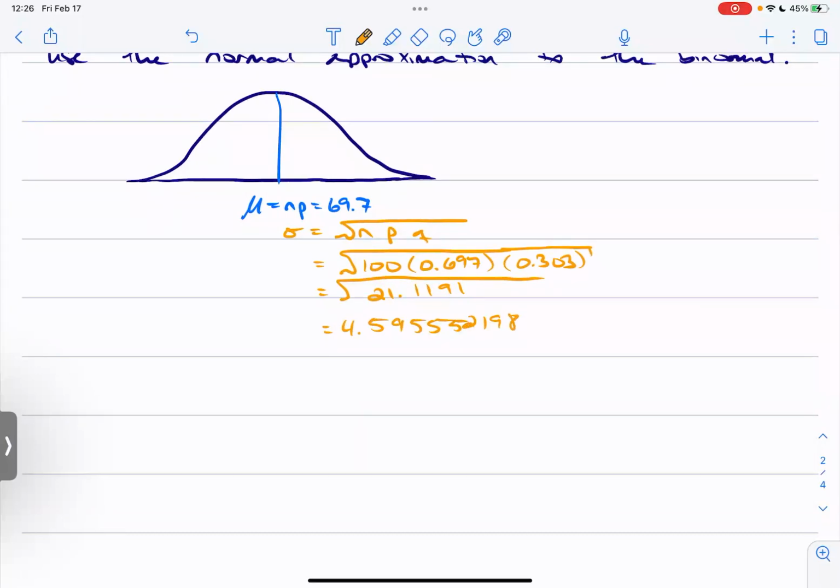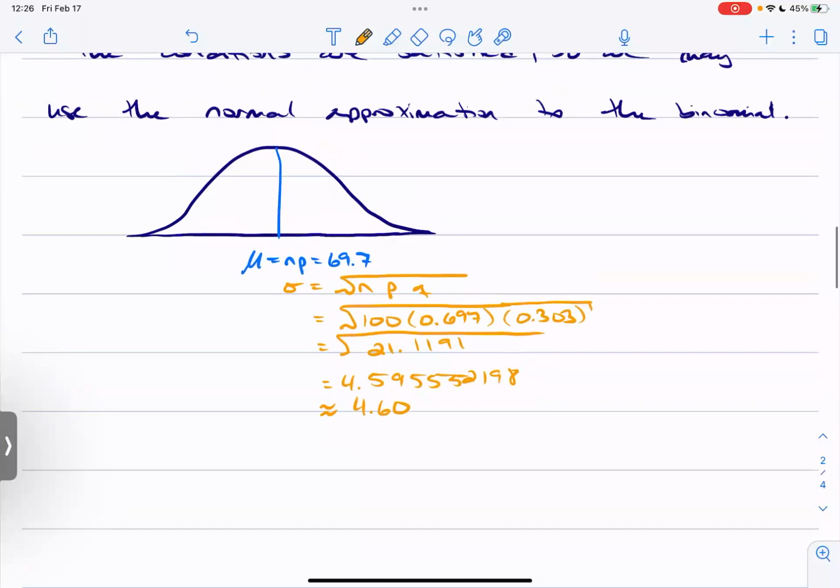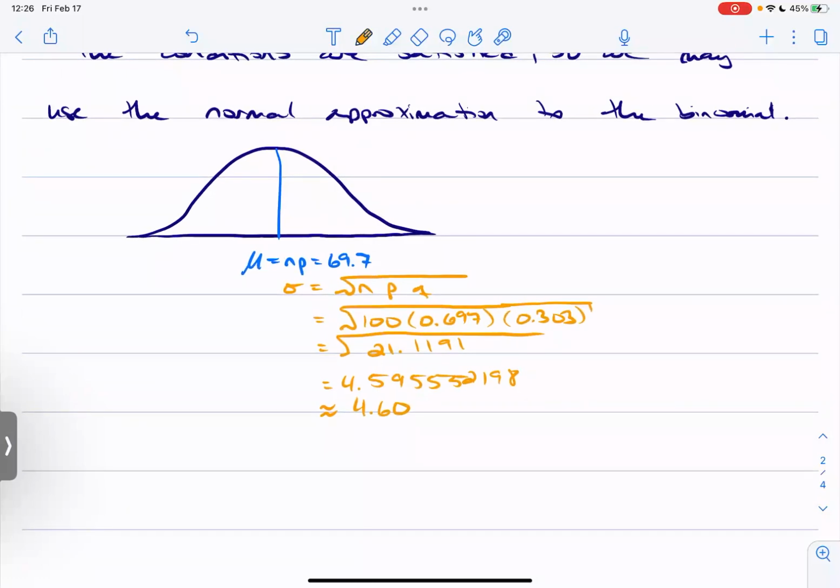All right. So I'm going to round this because I don't want to use all those digits. Let's use 4.60. Strong rounding, but that's okay. In general, you want to match the number of decimal places at least. So the mean has 1, so you need at least 1 for sigma. That's just a general rule of thumb. But sometimes for sigma, you want to have a couple more. The mean is 69.7.